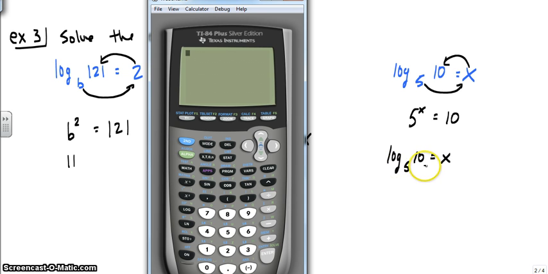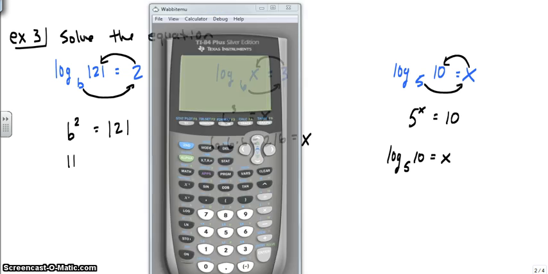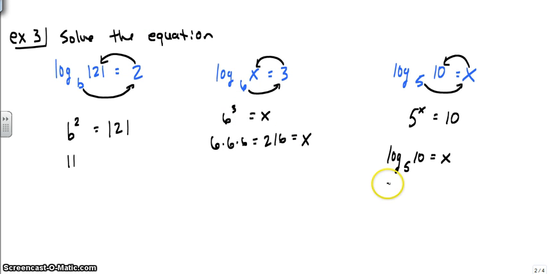But if you put log base 5 of 10 in your calculator, this is how you do it on your calculator. I can't show you. I forgot this calculator's a piece of crap. If you go to math, alpha, math. Math, alpha, math. So math, alpha, math.